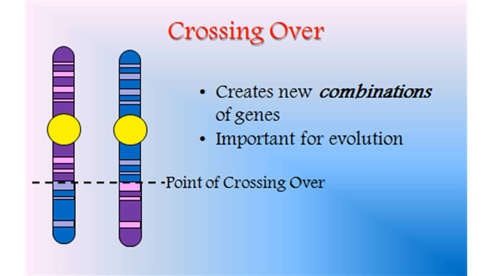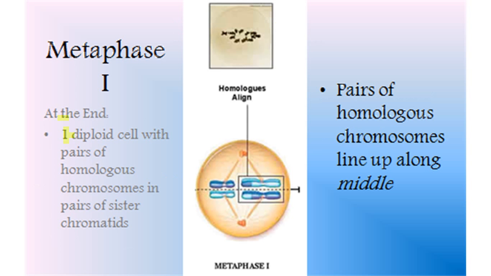So let's say that you had genes for a couple of different traits on these chromosomes. You may end up with a mix of mom and dad's traits on the same chromosome. We'll talk about this more with genetics. We'll talk about the importance of this, but since it happens at this point in meiosis, I wanted to make sure and point it out.